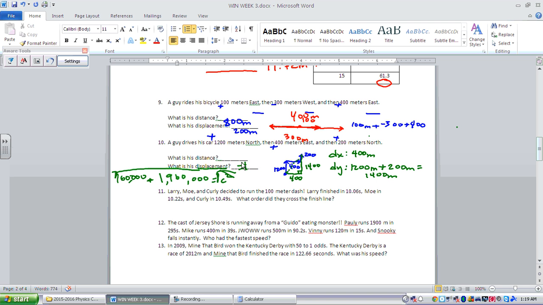And then for our distance, we don't actually have to do all that. Again, our distance is just the addition of all of our distances. So in this case, it would be 1200 plus 400, which is 1600, plus 200 would be a total of 1800 meters.